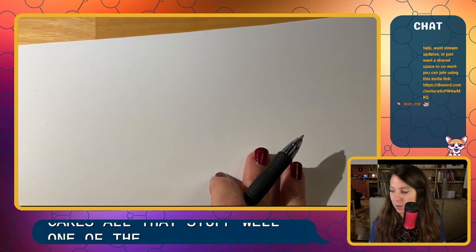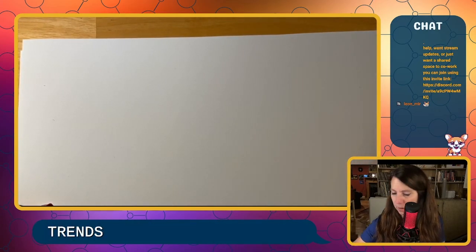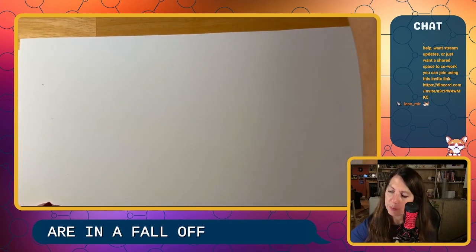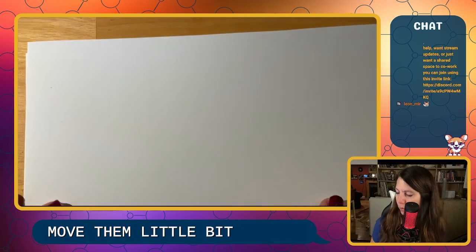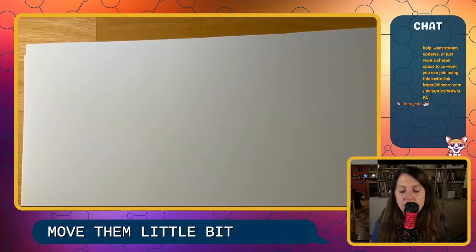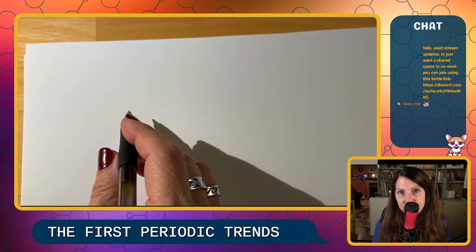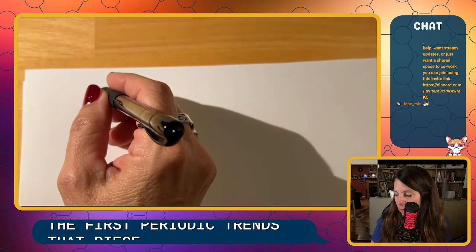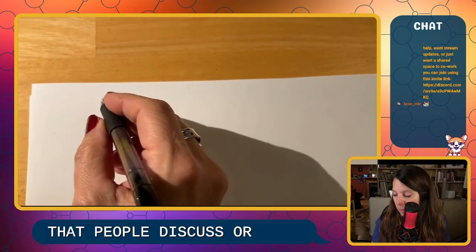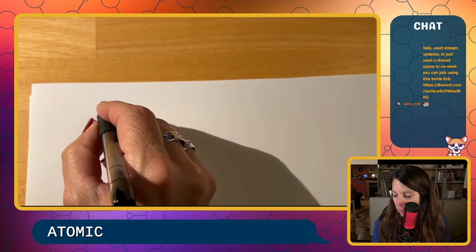one of the first periodic trends, okay, I think these pens are going to fall off, so I'm going to move them a little bit. Okay. One of the first periodic trends that people discuss is atomic radius.